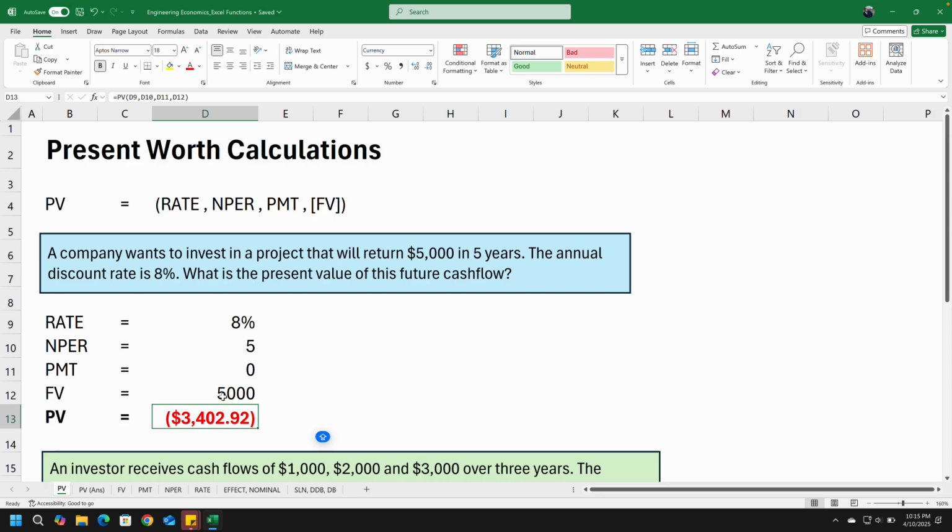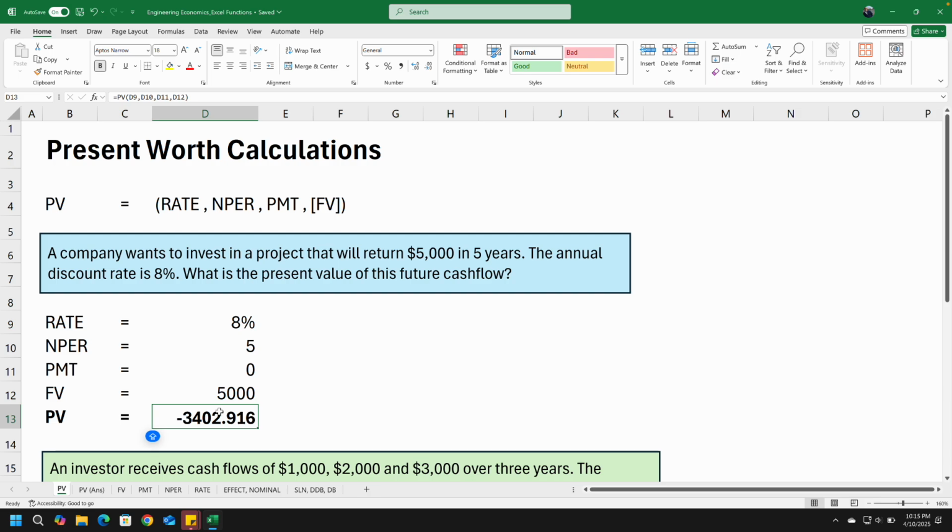Now, let's convert this into a general value. Right now, it's in an accounting value. So let's change this to a general form. And we get negative $3,402. Now, what this means is that in order to get $5,000 within 5 years, given the 8% interest rate, we must give away $3,402 and wait for that money to accumulate, to earn interest, and eventually become $5,000.